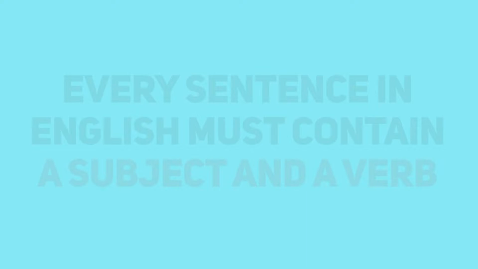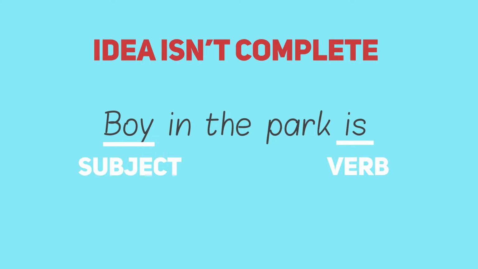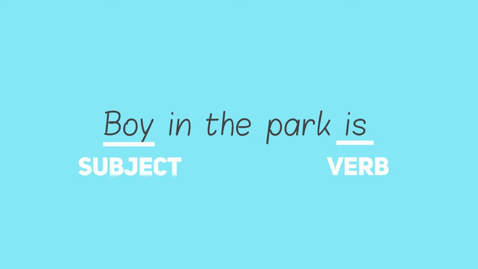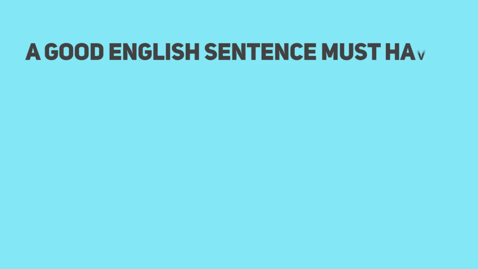What about the third example? Boy in the park is. In this case, we have a subject and a verb, but the idea isn't complete. Perhaps we can change the order of the words to make the sentence clearer, like, the boy is in the park. So in order to write a good English sentence, we must have three things.